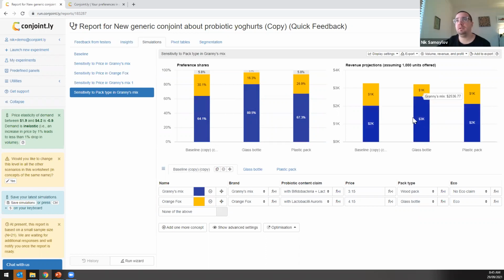And we can also check that on the right-hand side with revenue projections. It's also saying that we'll get more revenue from the glass option. So that's the overview of the simulator.